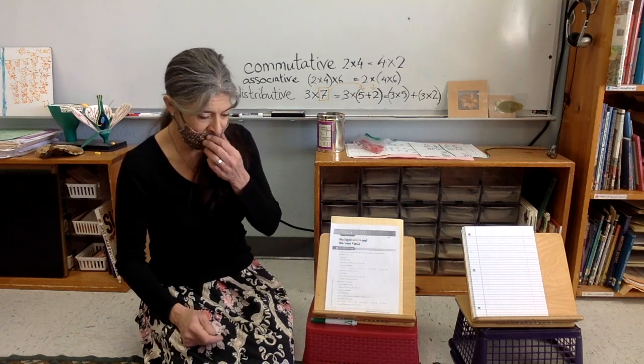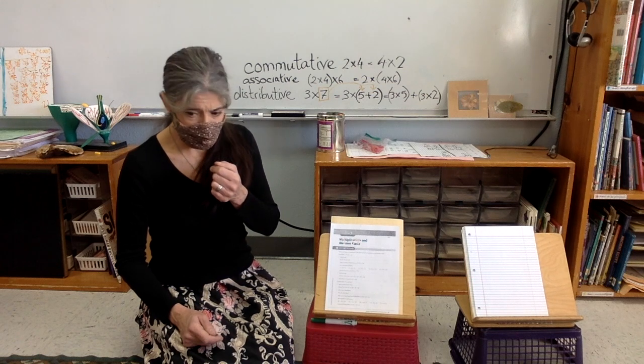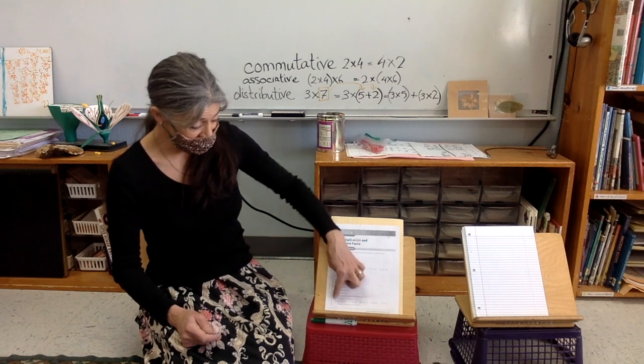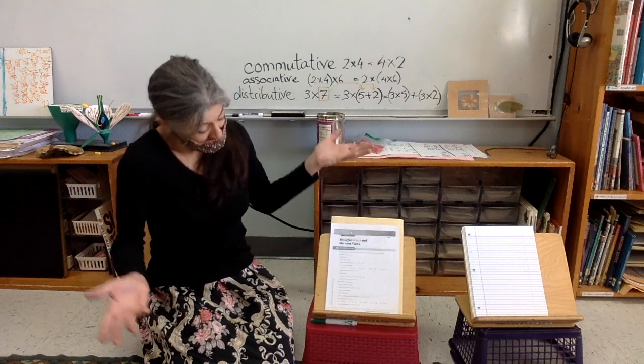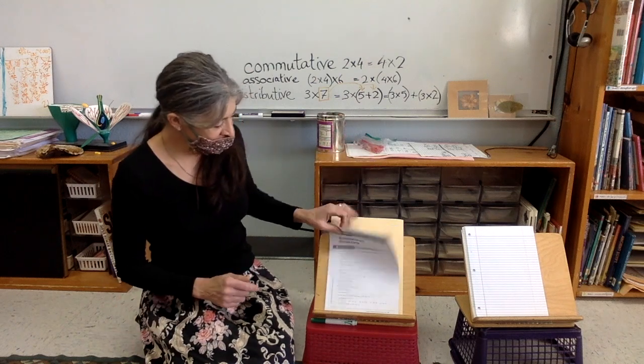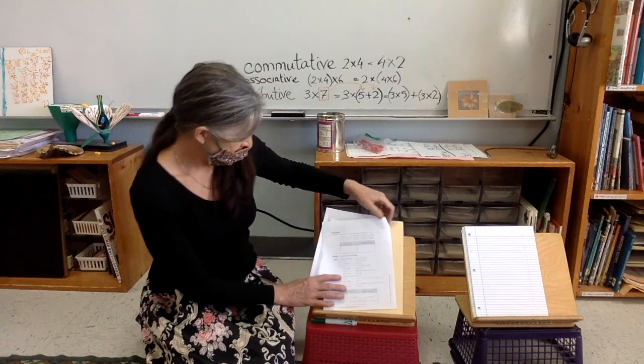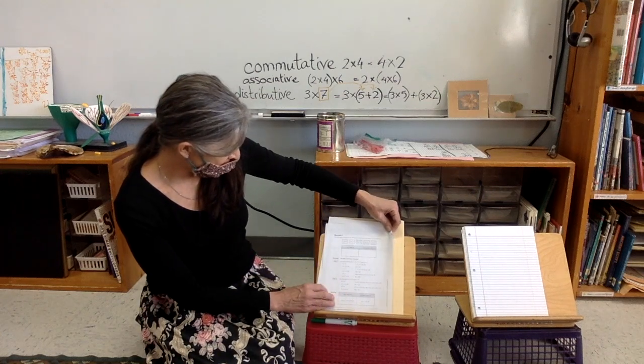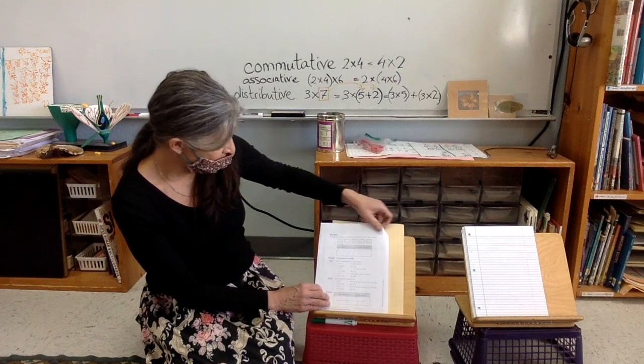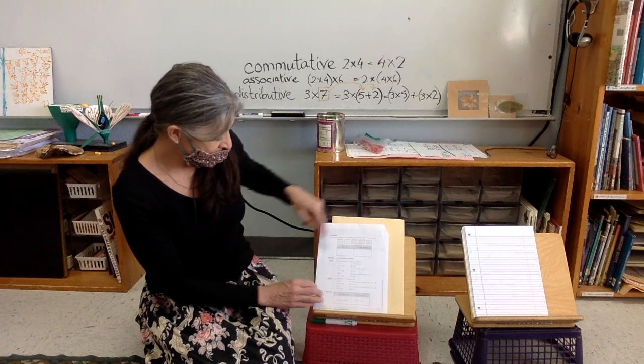Which way was easier? Definitely skip counting, right? This one's really hard to do, but it does work. Let's go to the next page. It will help you. Complete each product to compare each product to 50 and write them in the correct box.